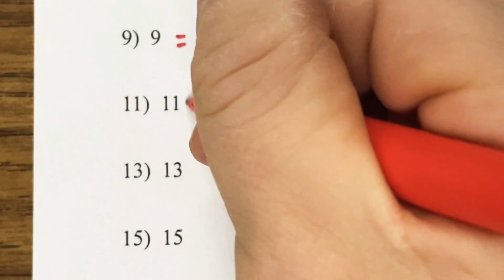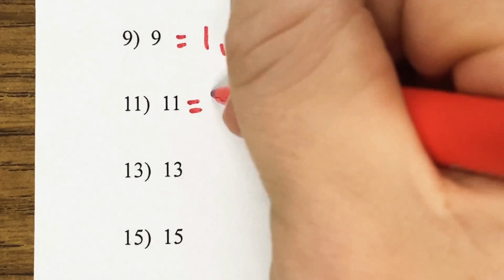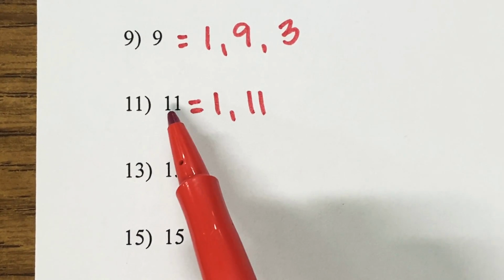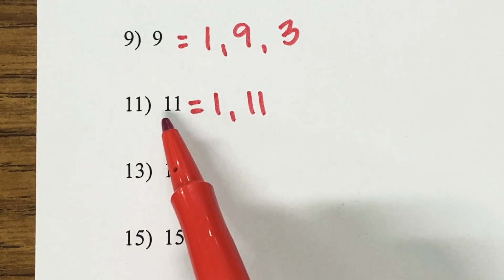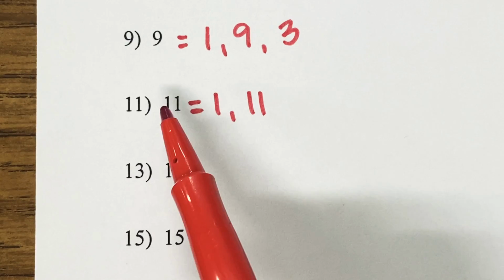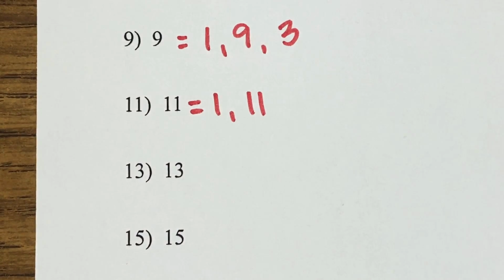Okay, 11. 1 times 11 will give me 11. 2, no. 3, no. 4, no. 5, no. 6, no. 7, no. 8, no. 9, no. 10, no. And 11. Okay, so those are our only two factors of 11.